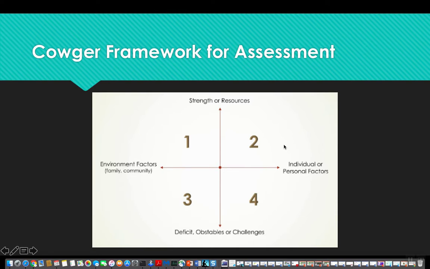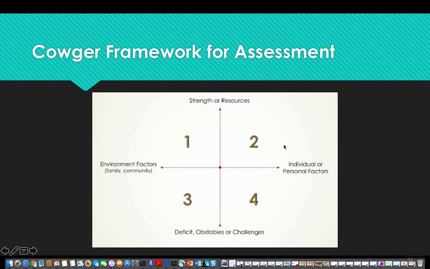This is a two-dimensional framework for helping social workers assess both needs and strengths of a client. On the vertical axis, we see at the top the strengths or resources, and at the bottom the deficits, obstacles, or challenges. Then on the horizontal line, on the left, we see the environmental factors, from the family, community, and other levels, and the individual or personal factors.